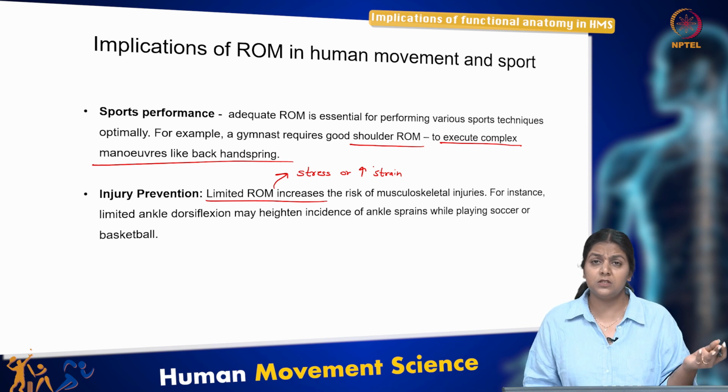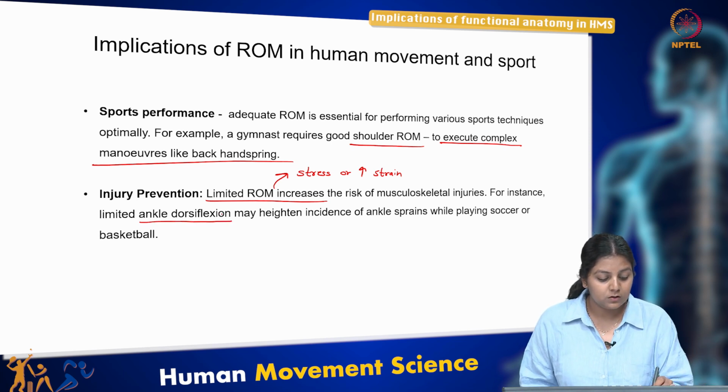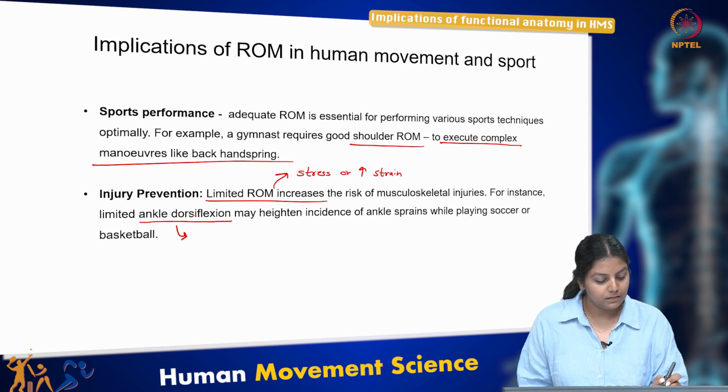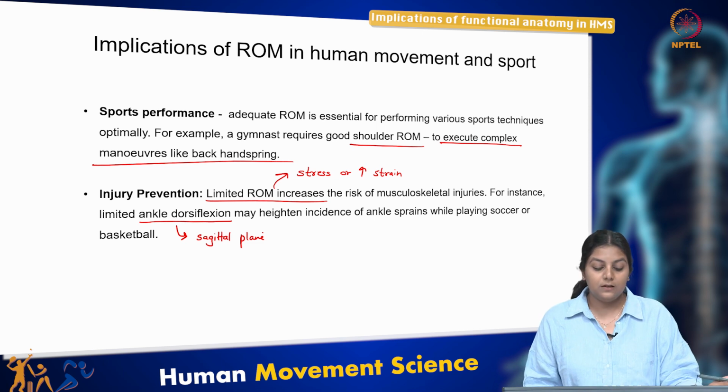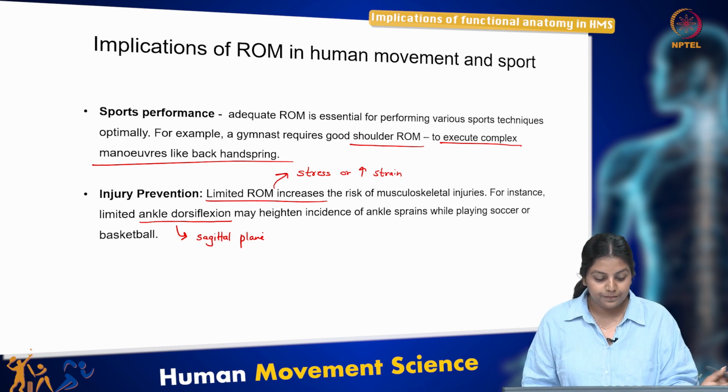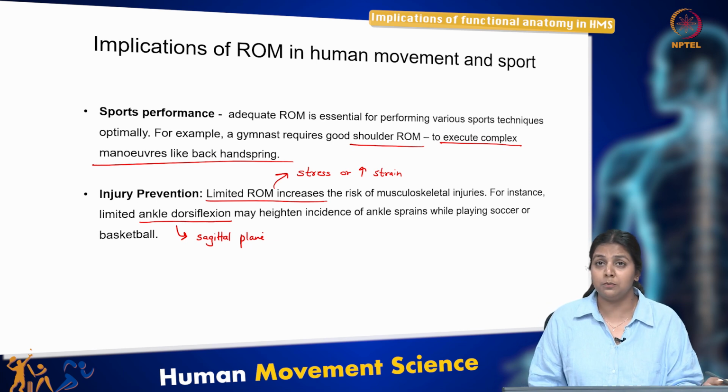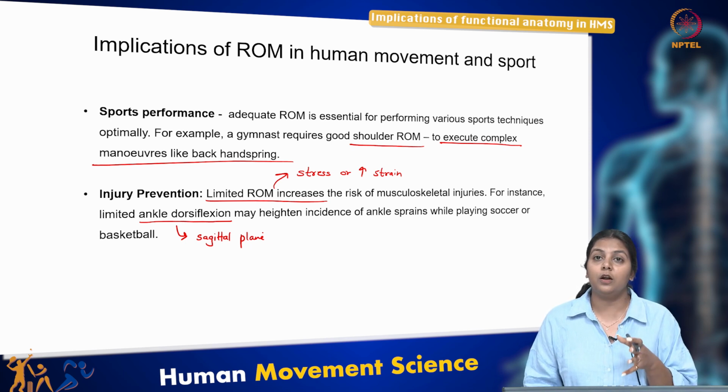injury. For instance, limited ankle dorsiflexion. So as we can recap from the previous modules, ankle dorsiflexion happens in the sagittal plane, may heighten incidence of ankle sprains, right, while playing soccer or basketball. So you know ankle sprains are quite common as a sport injury. So reduced range or a limited range of ankle dorsiflexion is one of the important factors to look at if you're getting repeated ankle sprains.